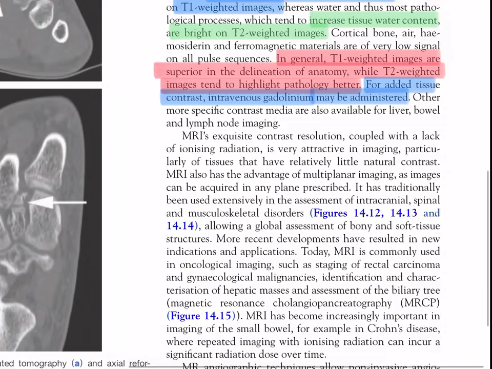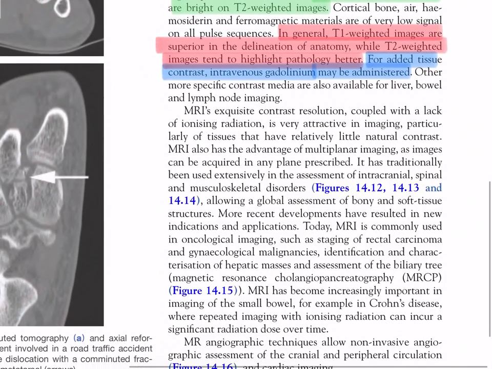MRI's exquisite contrast resolution coupled with a lack of ionizing radiation is very attractive in imaging, particularly of tissues that have relatively little natural contrast. MRI also has the advantage of multiplanar imaging, as images can be acquired in any plane prescribed. It has traditionally been used extensively in the assessment of intracranial, spinal and musculoskeletal disorders, allowing a global assessment of bony and soft tissue structures. More recent developments have resulted in new indications and applications.